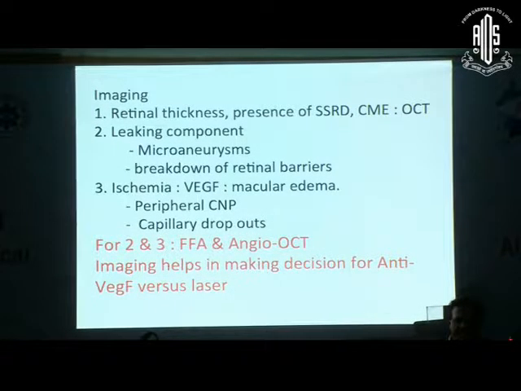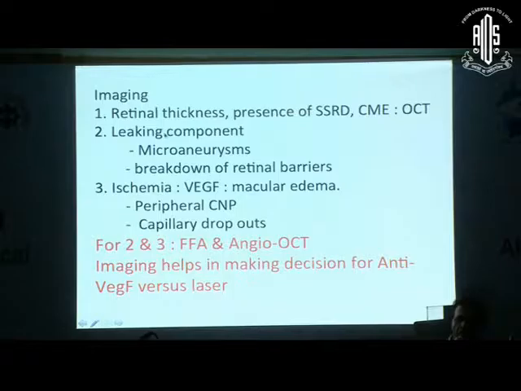So what do we want to see when we are imaging the retinal edema in diabetes? We want to know the thickness, we want to know if there is a subfoveal detachment, we want to know cystoid macular edema, so we all understand OCT is the best modality for that.